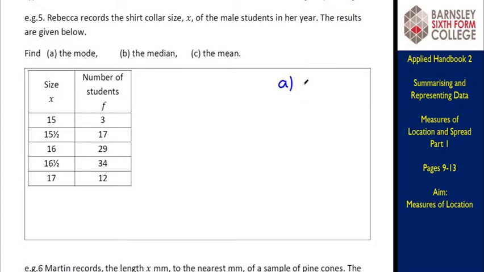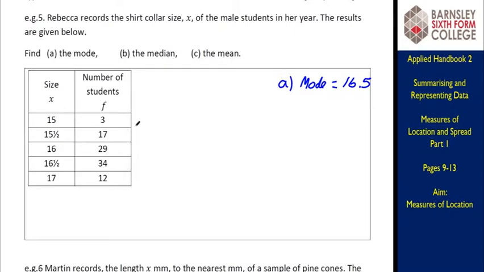Well, the mode is simple enough, because it's just the most frequent shirt size, which is just the 16.5, because that has the highest frequency of all. But remember to actually put the actual size of the shirt, don't put the frequency here.